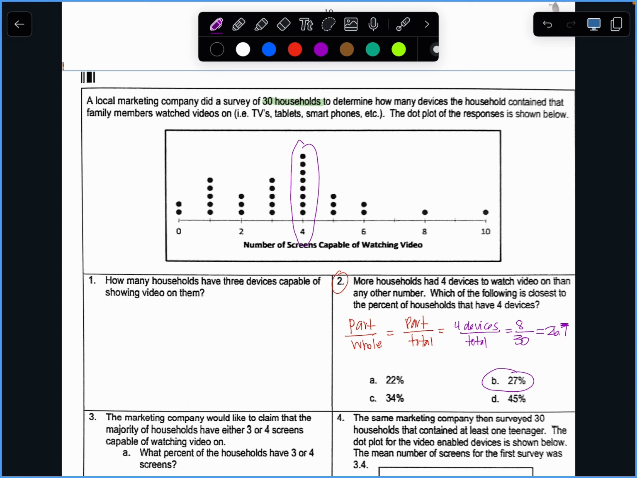Okay, so go ahead and we're going to play Gimkit. Don't forget to do your homework.